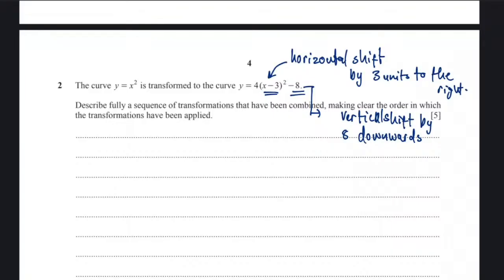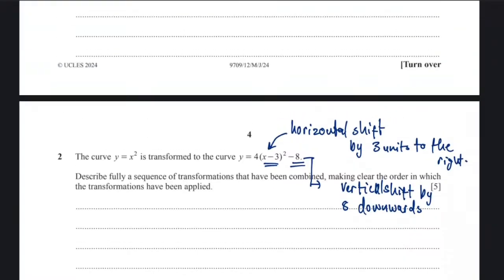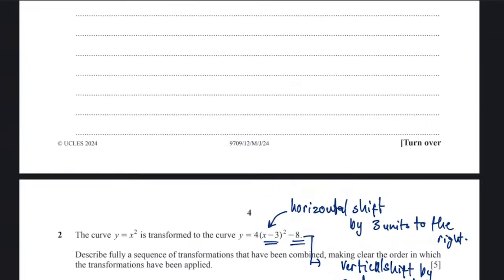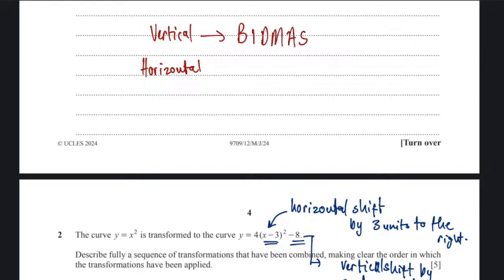Now, let me say something about when the transformations are combined. I want you to know that one more thing: horizontal lies in everything it does. When you have vertical transformations and you want to describe them in their correct order, you follow BIDMAS. Okay, you follow BIDMAS. This is the order of operations. So you start with the things that are in brackets, right?